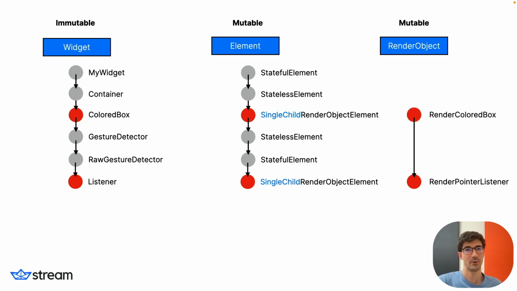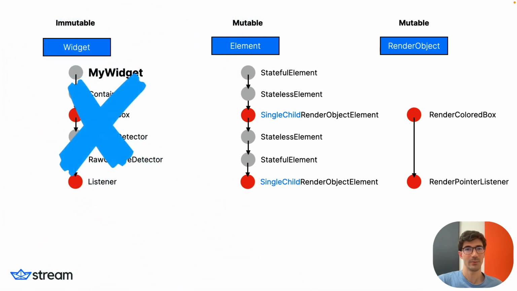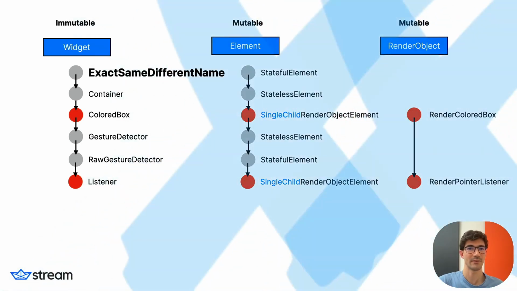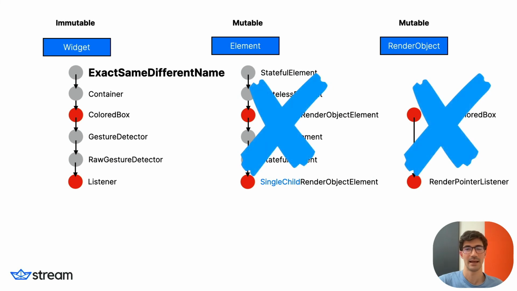Something that is extremely important to take note of is the fact that Flutter can determine what element and render object it can and can't reuse by checking to make sure that the type of the widget has not changed. For example, if we rebuild the widget tree and all we change in the tree is my widget with some other widget, for example, a widget called exact same different name, then that will cause Flutter to recreate all of the elements and render objects for that part of the tree, even though all of the widgets lower in the tree are still the exact same.